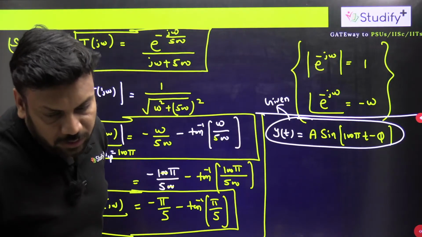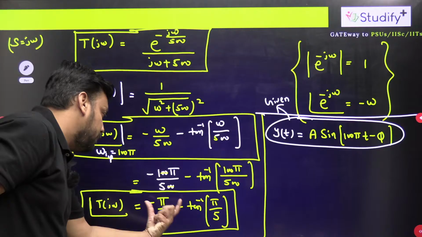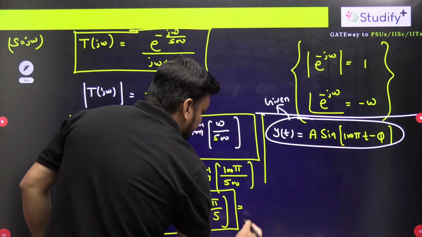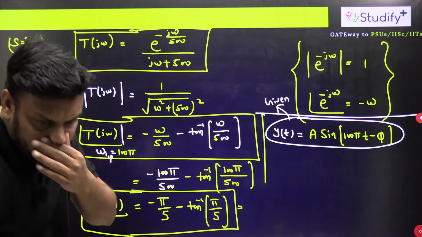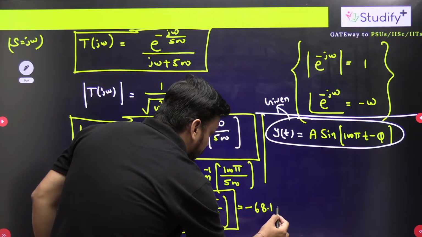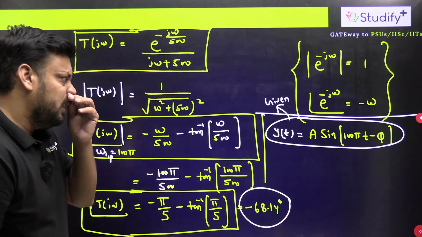Now look carefully here. Tell me the value of phi. Finally, after calculating all this in degrees, I think you should get 68 point something. Exactly minus 68.14 degrees you should get. Yes, so this is your phi value.